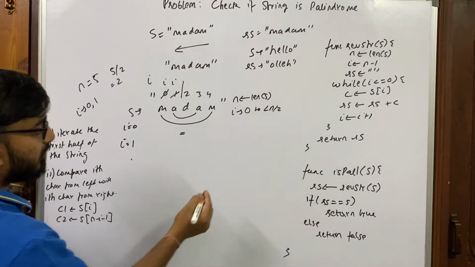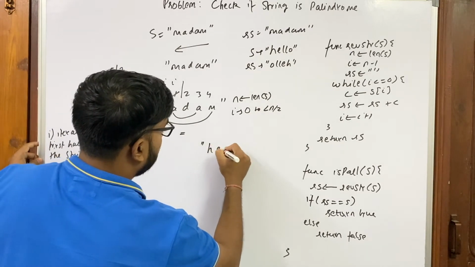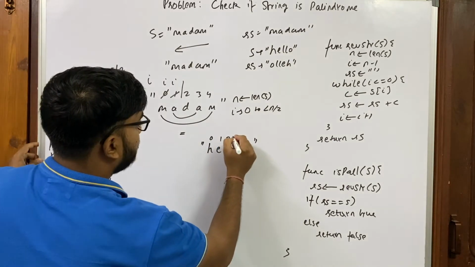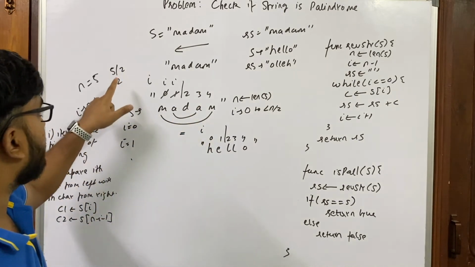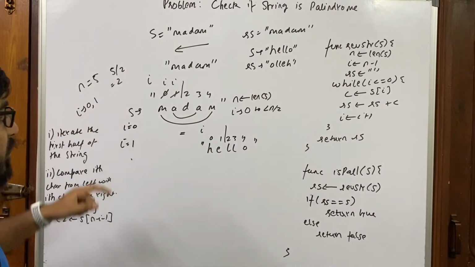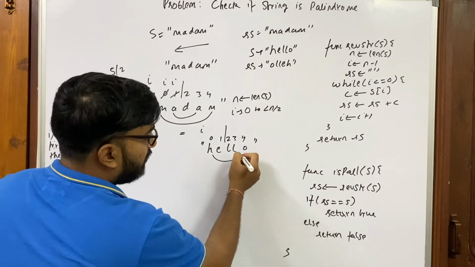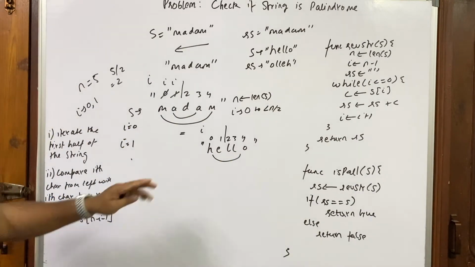We take a case for a non-palindrome, say hello. It has indices these, and I takes 0 and 1 because length is the same, n by 2 will be the same. I take 0 and 1. You compare these two, they are not equal, you return false. Okay, this is not a palindrome.